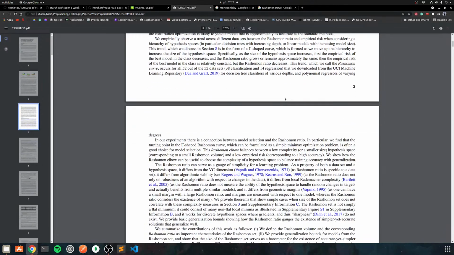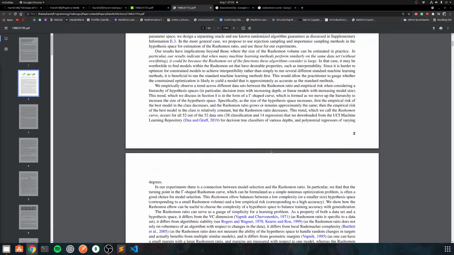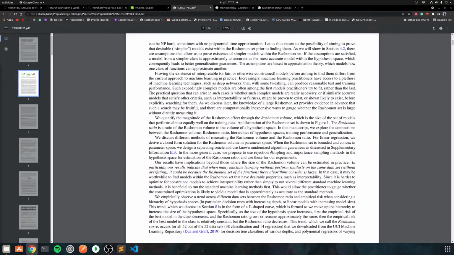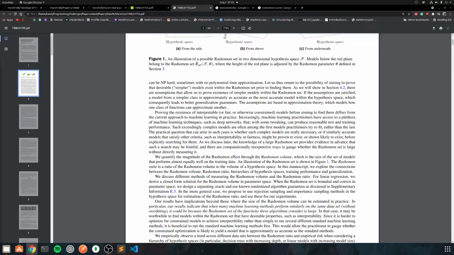It does set up a little more description of what the Rashomon set could include. For example, the authors defined the Rashomon set as a set of all similar but accurate machine learning models.